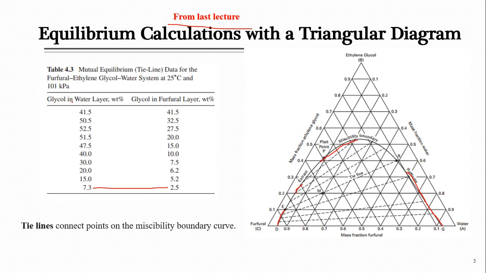7.3 glycol in water layer, percentage of glycol in water layer, and this glycol in furfural layer. So I told you that furfural was a solvent and the solvent rich layer is called extract, while the layer which is rich in the carrier is called raffinate. So here water side is this one, and due to this we have discussed that this side is usually called raffinate.